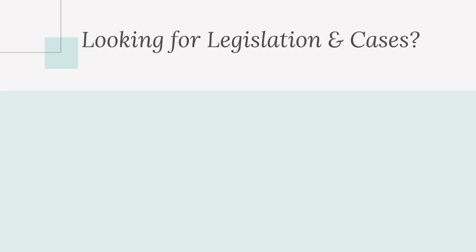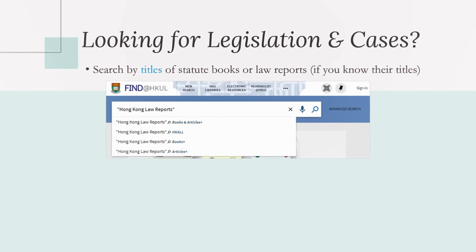What about legislation and cases? You can search the titles of statute books or law reports at FIND HKUL, for example, All England Law Reports, Hong Kong Law Reports and Digest, and so on. But you cannot search for individual legislation or cases in FIND HKUL, such as Companies Ordinance or HKSAR versus Chin Kam Wa, because they are not indexed.